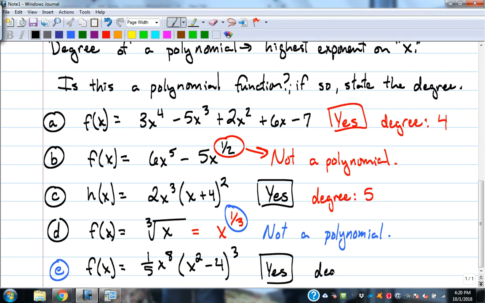The degree, a little trickier on this one. Anybody want to take a stab at it?